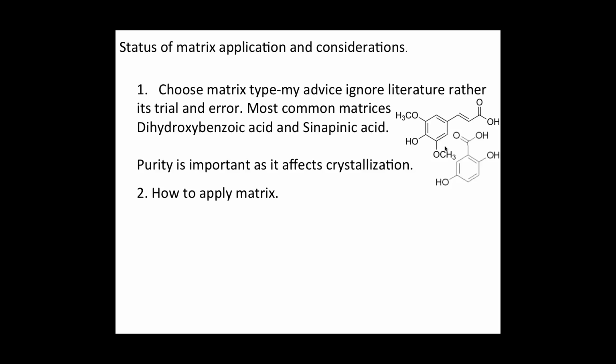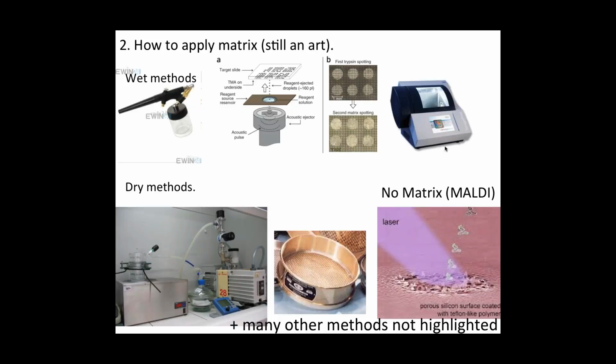And there's a lot of different strategies also to apply matrix, and these are just a couple of them. There's wet methods and dry methods. The wet methods that are commonly used are essentially a paintbrush. This is an airbrush that you can use for model kits. You put your matrix in there and you literally spray it on top of it. These were some of the earliest images that were created with this particular approach.